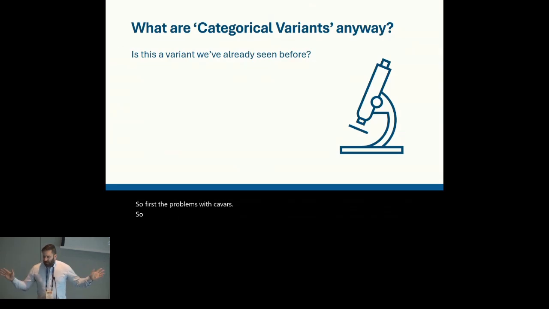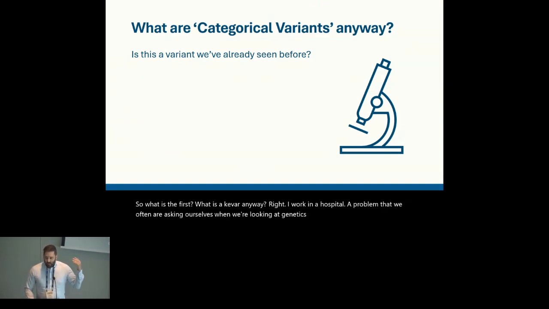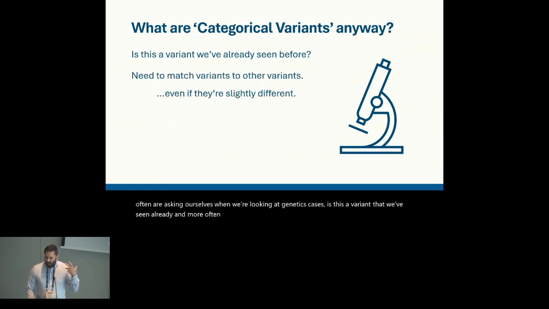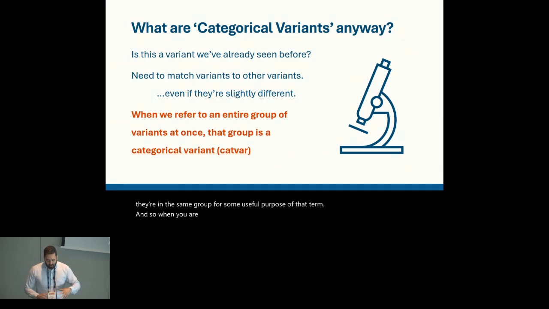So what is a Cat-VAR anyway, right? I work in a hospital. A problem that we often are asking ourselves when we're looking at genomics cases is: is this a variant that we've seen already? And more often, is this a variant that we can match to another one we've seen already, even if they're a little bit different, right? They might not be exactly the same, but they're in the same group for some useful purpose of that term. And so when you are referring to an entire group of variants at once, this is what has come to be called a categorical variant. So a Cat-VAR is just a group of genomic variants of some useful class.